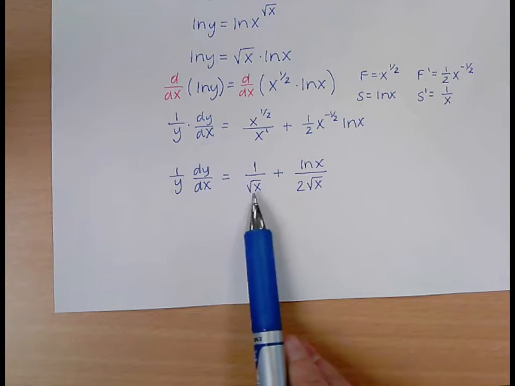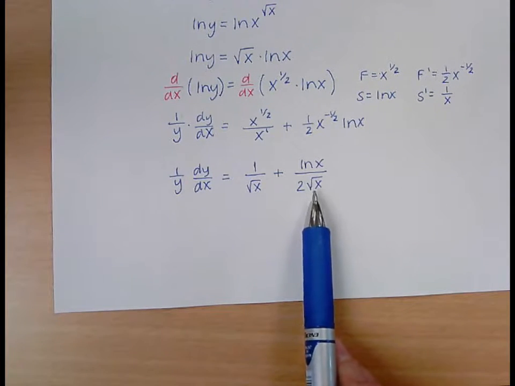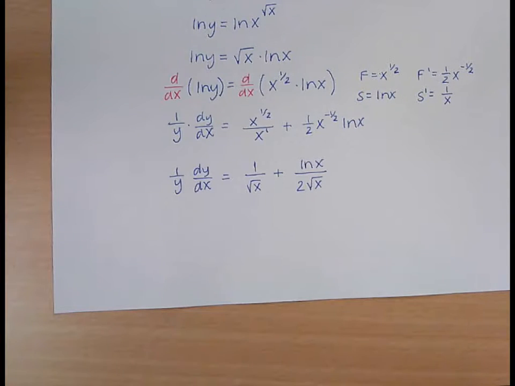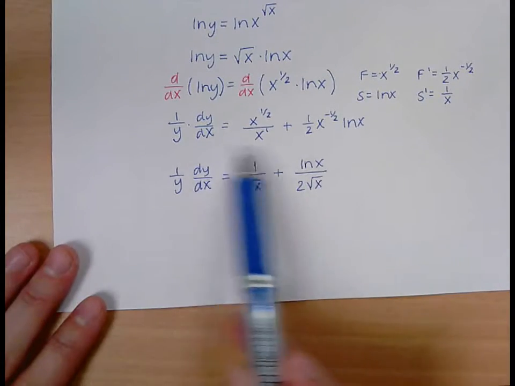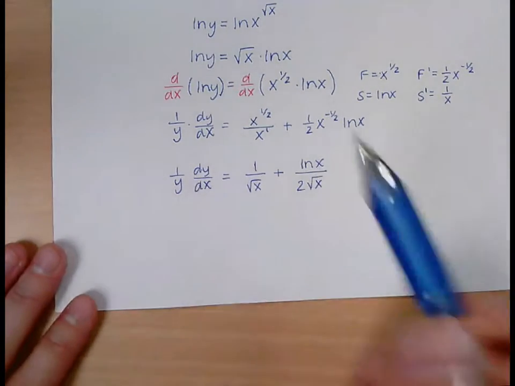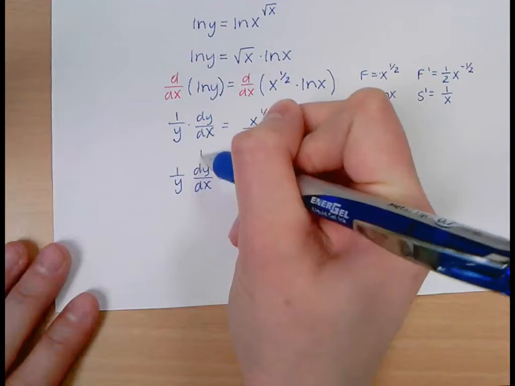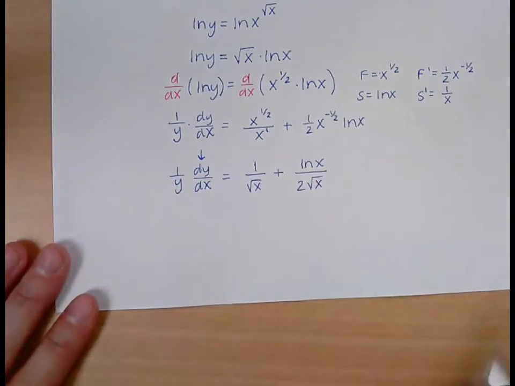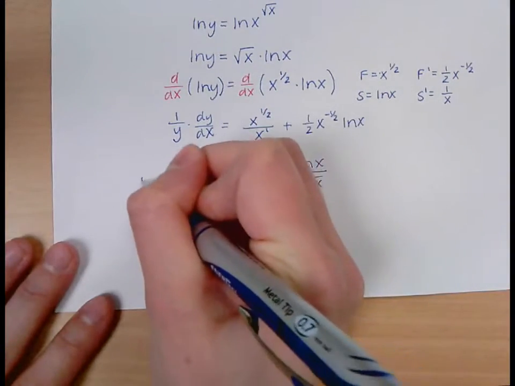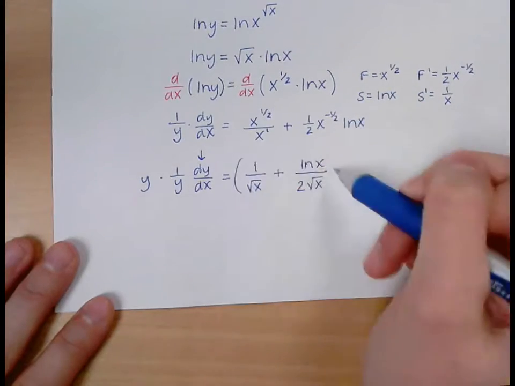So then, could you do more to simplify this? Sure. You could get a common denominator. Again, that's up to you how far you want to go with it. It could be up to how they lay out the answers on the multiple choice test to see what you need to match. But from here, we are trying to find the derivative of y, so we want to solve for dy dx, so you then just multiply both sides by y.